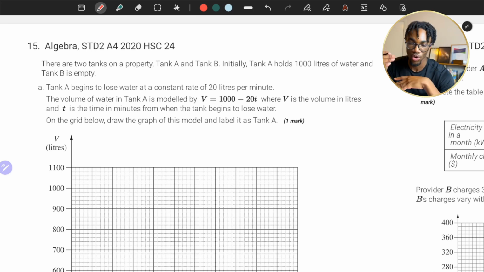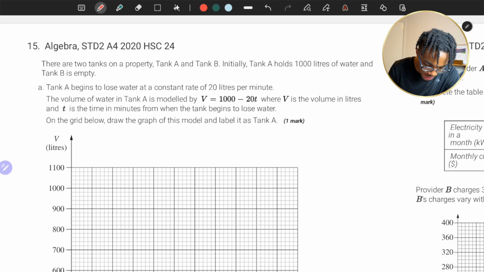Okay guys, I'm going to record this number 15 because a lot of people have trouble with this, but it's just because they overcomplicate it. Right. There are two tanks on a property, tank A and tank B. Initially, tank A holds 1,000 liters of water and tank B is empty. Tank A begins to lose water at a constant rate of 20 liters per minute.